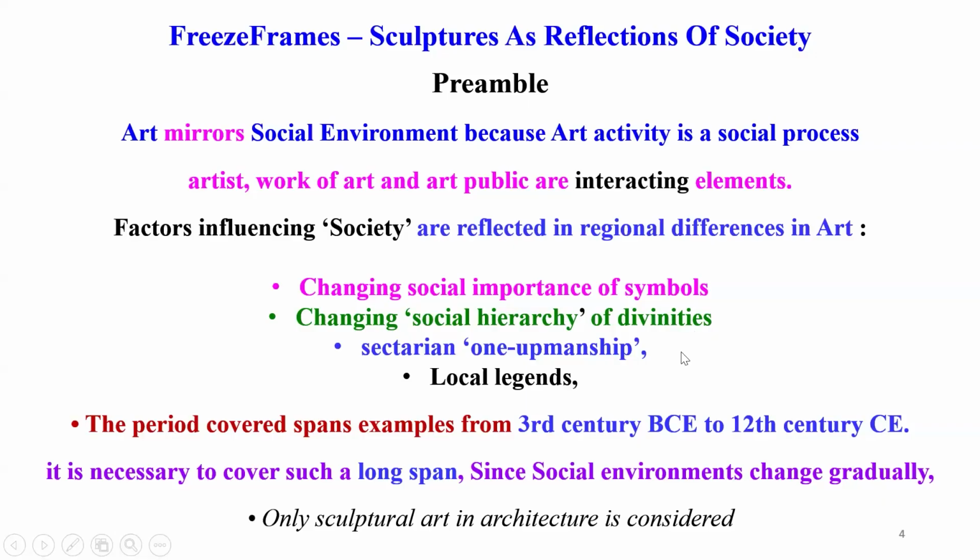I remember Santoshi Mata was a very popular thing at one time, and now you don't really hear about it. But also sectarian one-upmanship, that means Shaivites, Vaishnavites, Buddhists. This all depends on the society and the mood of the society. Then the period covered: because I'm taking a look at social changes, I'm taking the period from 3rd century BC to 12th century CE, because social environments change gradually. Therefore, it has to be a long period.